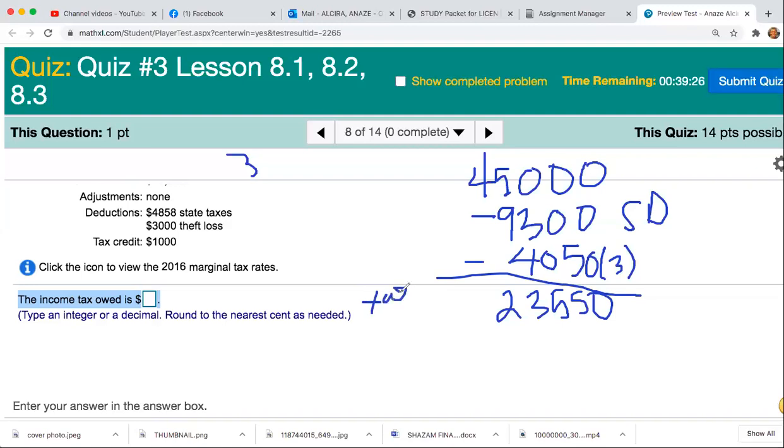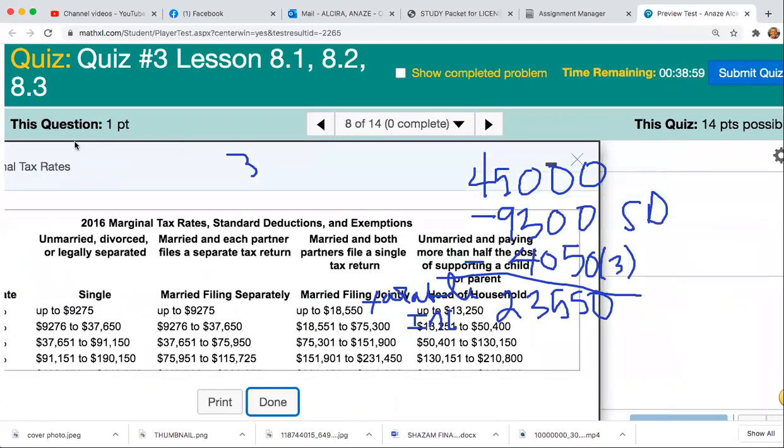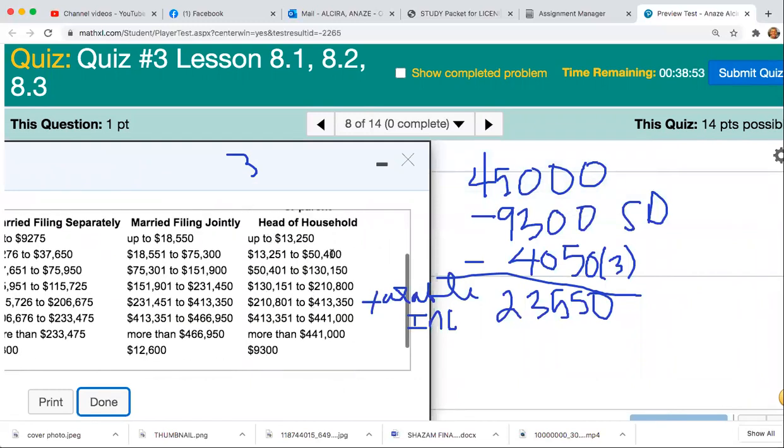This amount reflects the individual's taxable income. Let me write taxable income. In other words, this is the amount you use to go to the tax table and calculate the tax liability. By the way, this person is going to end up in the 15% tax bracket. How do I know that? I go to my tax table. Notice on this one, let me slide it over so you can see it nicely, unmarried head of household. The $23,550 taxable income is in this bracket right here, the 15% tax bracket.